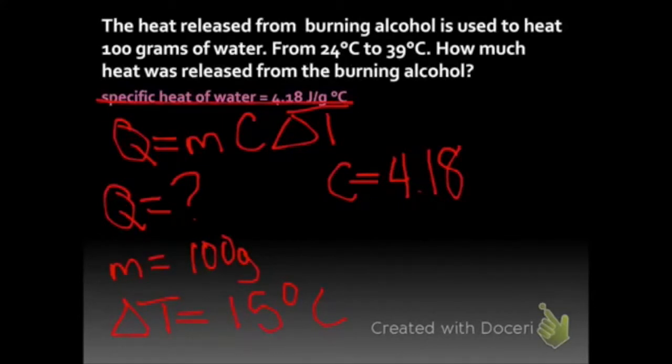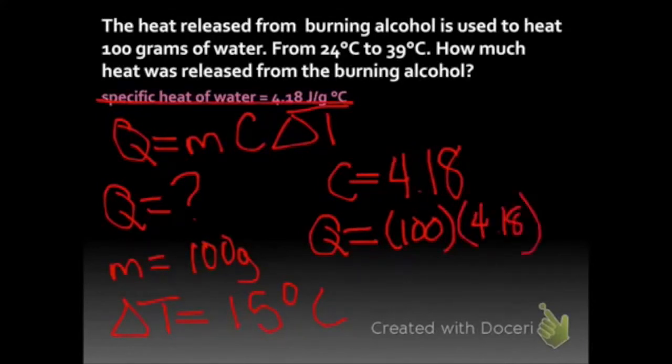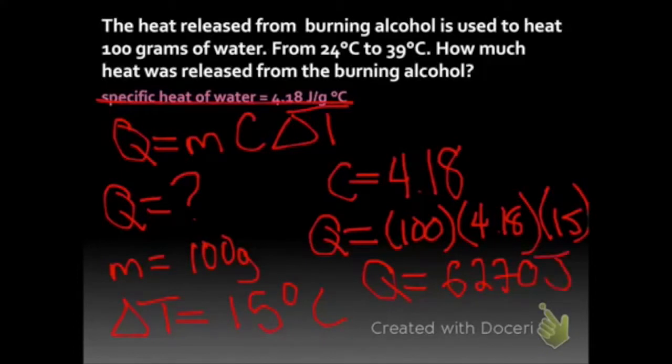So when we take our numbers, let's plug them in. We want to know Q. We've got our mass, which is 100 grams, times C, which is 4.18, times the change in the temperature, which was 15. And then we multiply all that together. The amount of energy released was 6,270 joules.